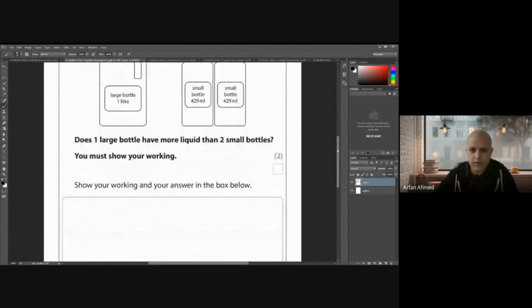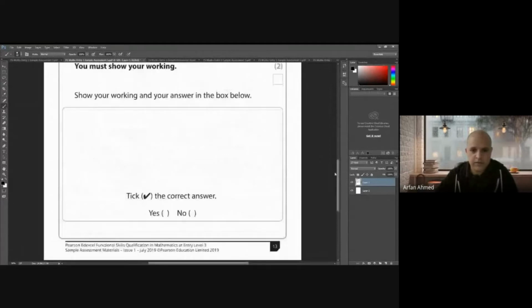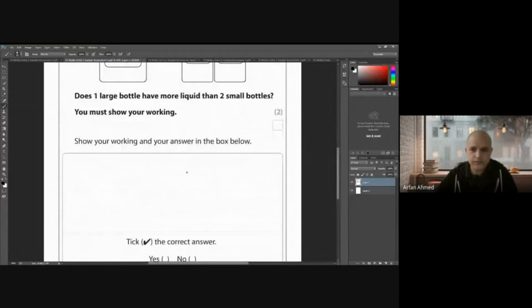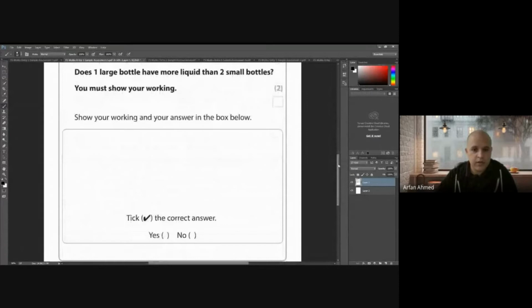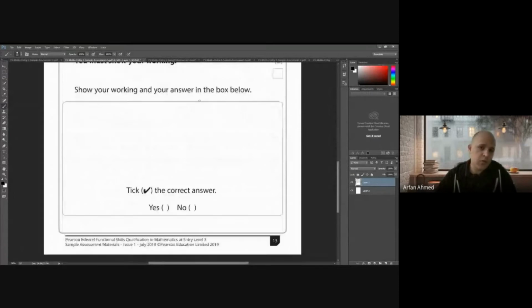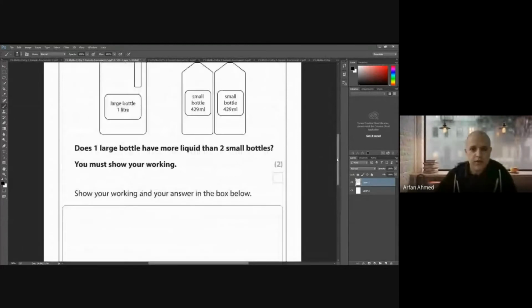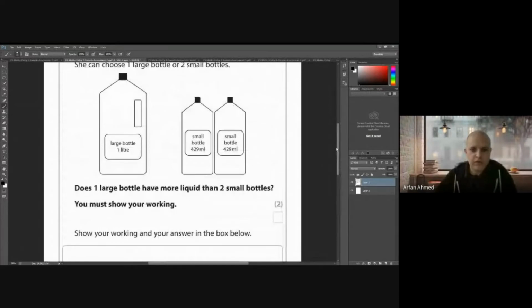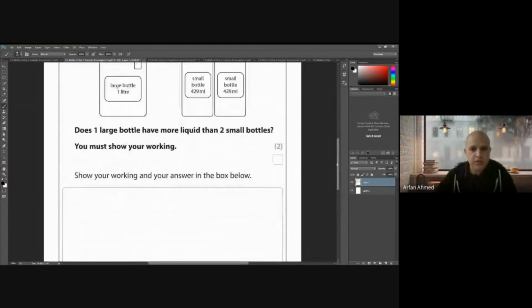Right. Okay. And you have to tick the correct answer as well, right? So to get your 2 marks, obviously you have to work it out. So 1 mark for your working out, and 1 mark for ticking either yes or no, the correct one, obviously. Does 1 large bottle have more liquid than 2 bottles? So we need to compare this, the 1 liter, with 2 of these small ones together.